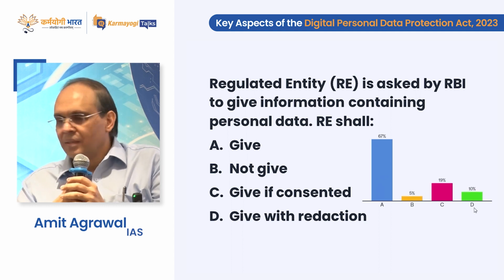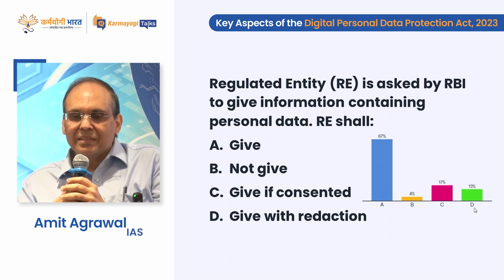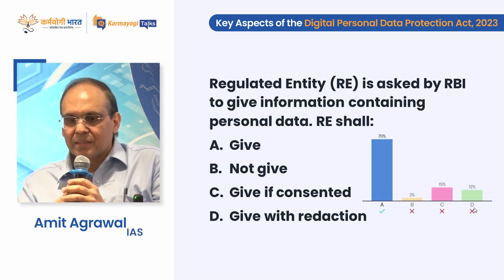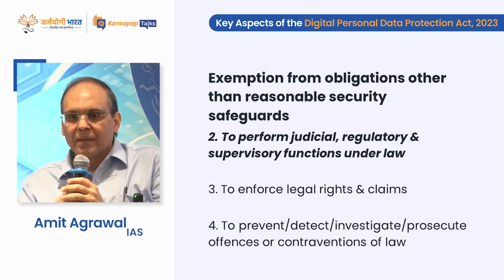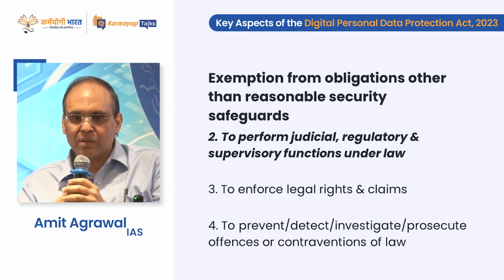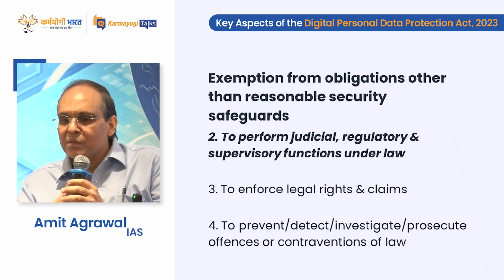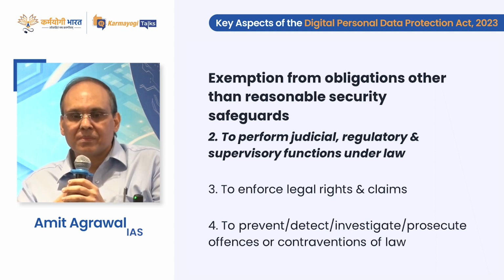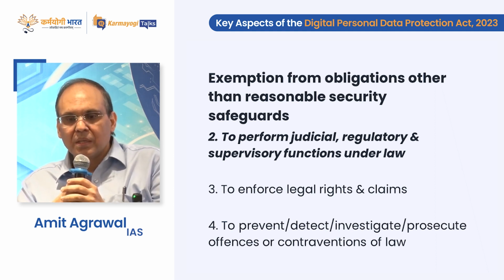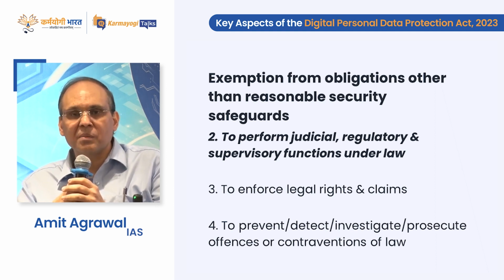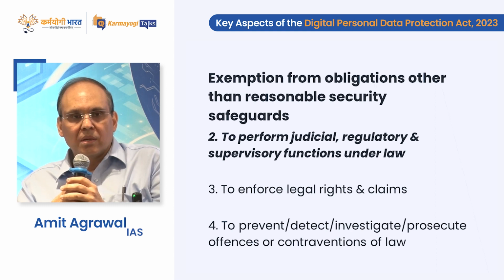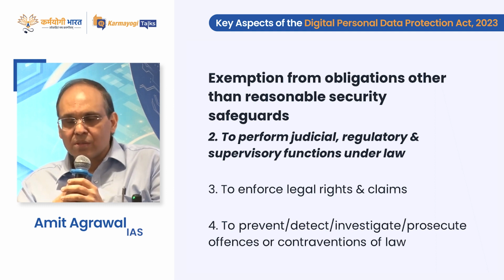Okay. The first one is the right answer, and the reason is the exemption for performance of judicial, regulatory and supervisory functions under law by a body established by law. Enforcement of even civil rights and claims is permissible. And so are prevention, detection, investigation, prosecution of offences or any other contravention of law, not only a criminal case. Violation of the law is also permissible.